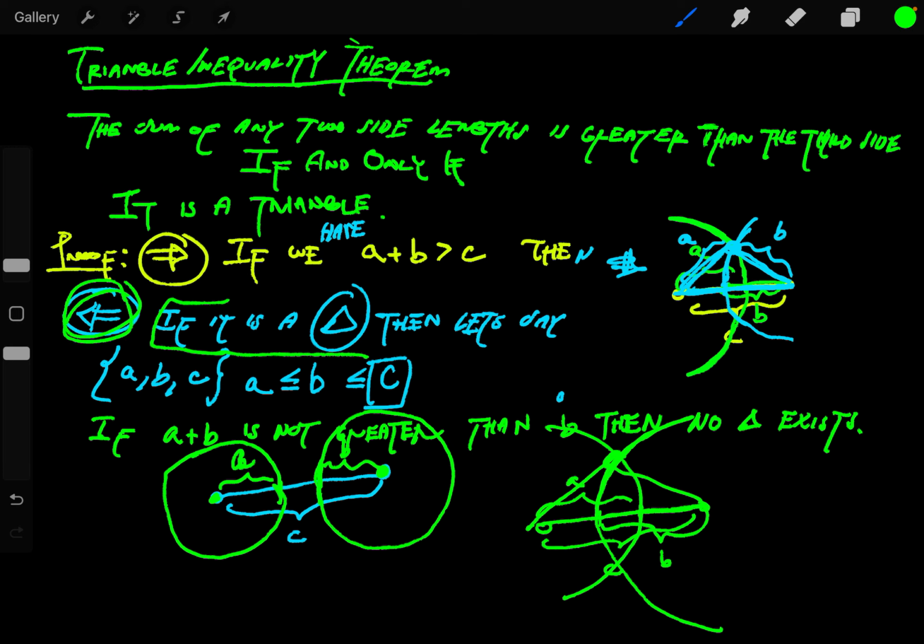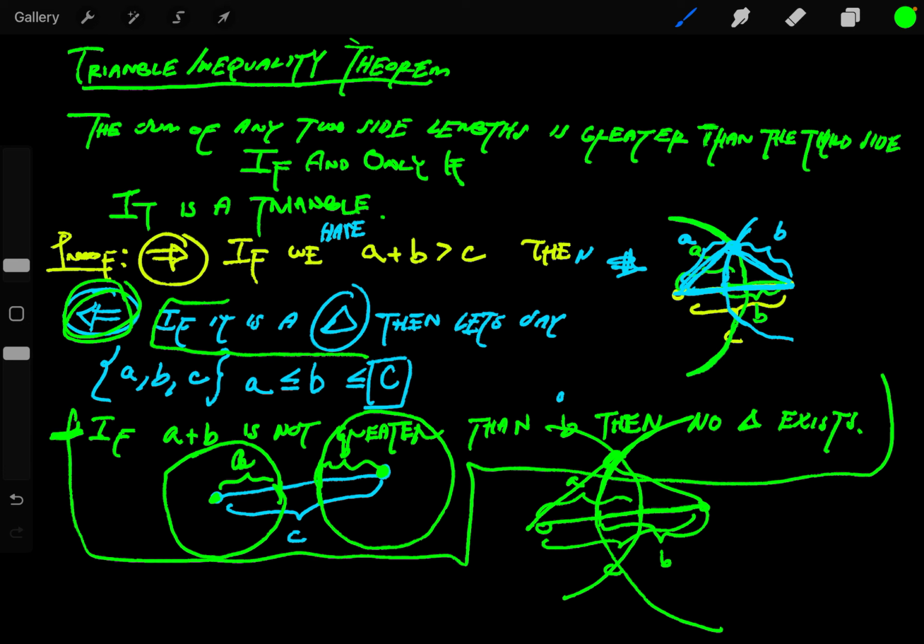The regular way to say it is if it's a triangle, then the sum of any two side lengths is greater than the third side. So the contrapositive of that is if the sum of any two sides is not greater than the third side, then there's no triangle. And you can prove that one with just this diagram right here. This is the contrapositive, and you can just draw a picture showing that it doesn't matter.